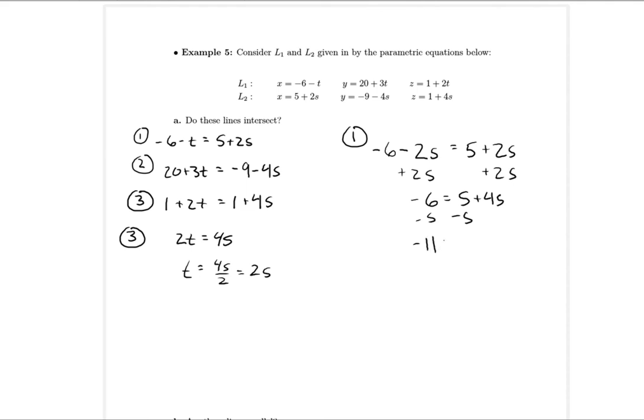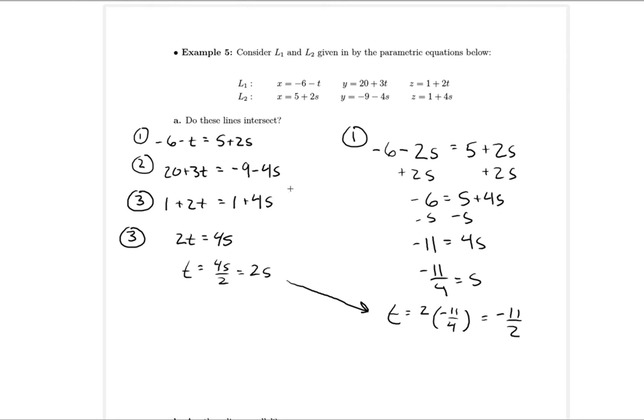Subtract 5. So -11/4 must be s. Okay, so let's see. Does that work? If -11/4 equals s, then this tells me that t, which is supposed to equal 2s, must be -11/2.